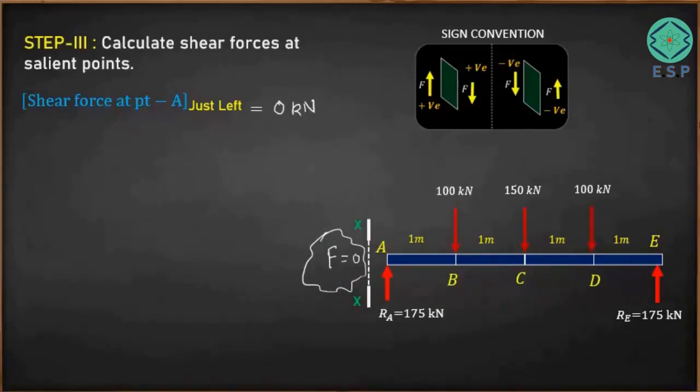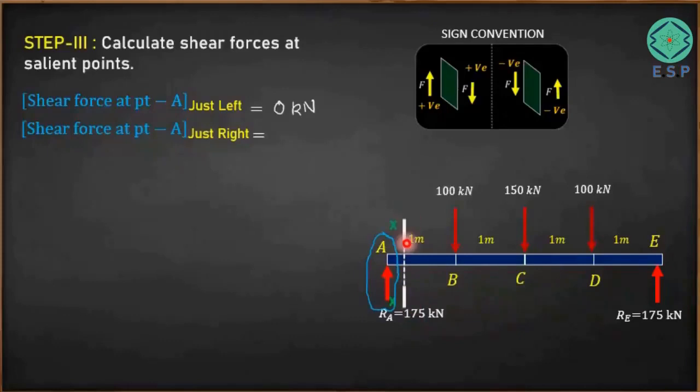Now we'll take this particular plane just right of point A. Now you can see that this is the plane XX. Now it has covered a vertical shear force of 175 kilonewton. Because it is acting in the upward direction, as per this sign convention it is going to be positive. So it is going to be plus 175 kilonewton, acting in the upward direction.